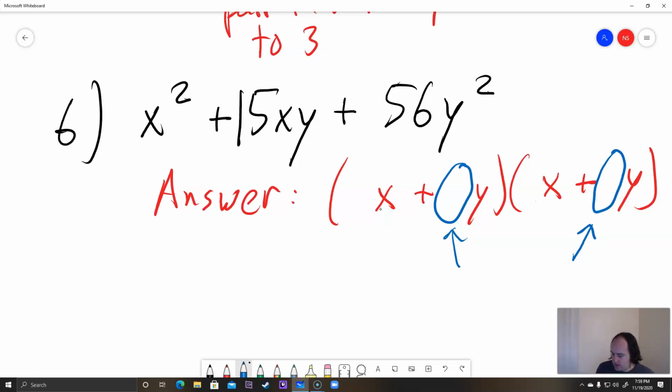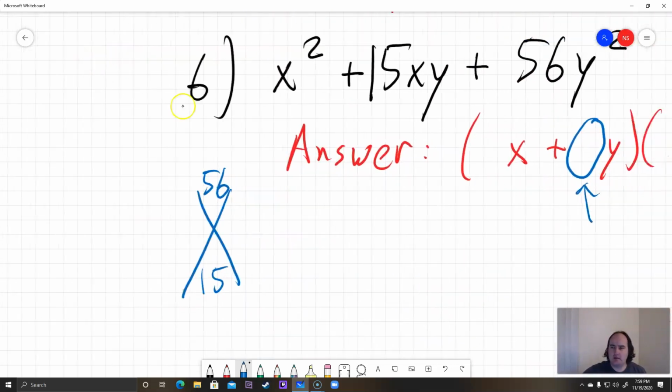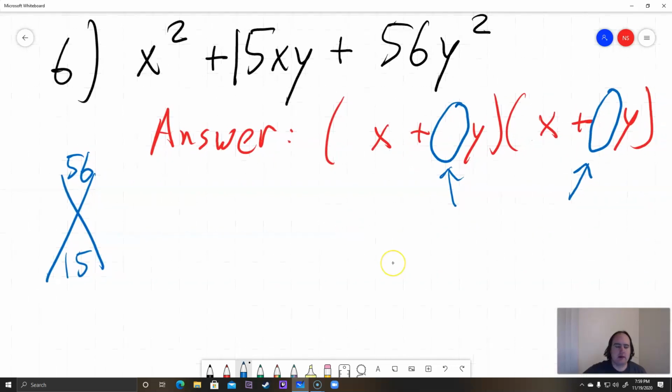Okay? So we're still going to do the x method. But on the top of the x, we're going to have 56. And on the bottom, we have 15. It's just now we're going to have a y in front of each of the numbers that we get in our answer. Okay? So we want two numbers that multiply to 56, but add to 15. Well, this is pretty easy. 8 times 7 is 56, and 8 plus 7 is positive 15. So the numbers are going to be 8 and 7.